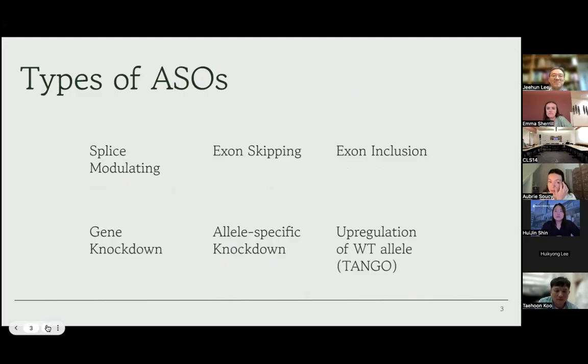So I'll start by going through the different types of ASOs. So there are splice modulating, exon skipping, exon inclusion, gene knockdown, allele-specific knockdown, and upregulation or TANGO ASOs. I'll walk through some examples of each of these before we get into the ASO design portion.